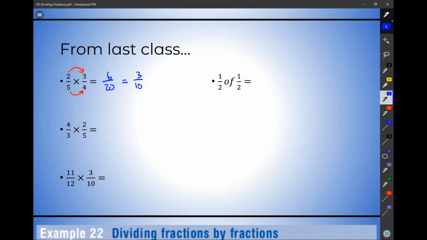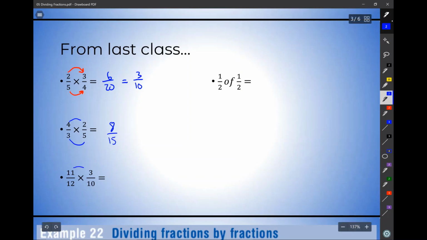Alright, I'll get you guys to pause the video and have a go at the other 3 questions here on this page. Alright, so I am going to run through the answers really quick. 4 times 2 is 8. 3 times 5 is 15. 8/15. We can't simplify that.